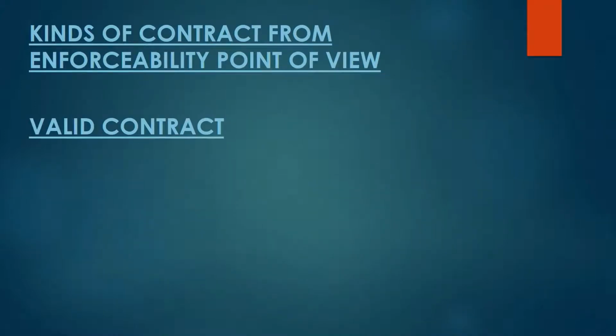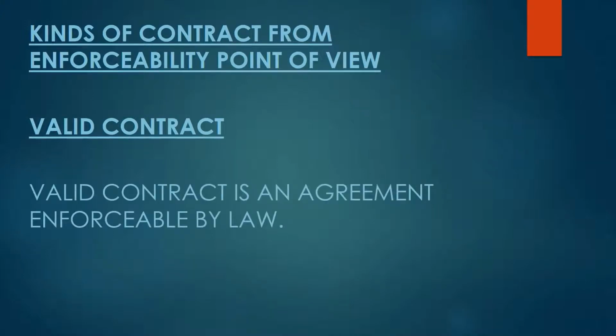Valid contract. What is a valid contract? So a valid contract is an agreement enforceable by law. That's basically the definition of the contract under section 2H. An agreement enforceable by law, right? Which means there is an agreement, and that agreement has all the essential elements of a contract, right?